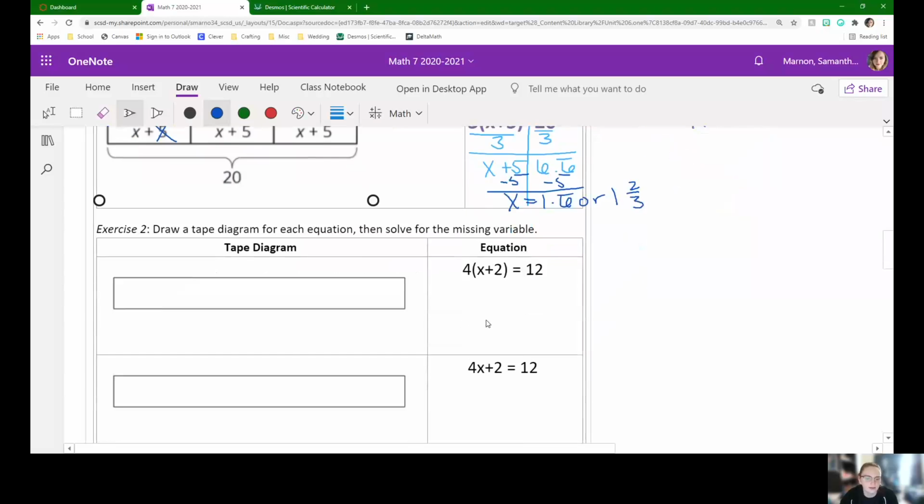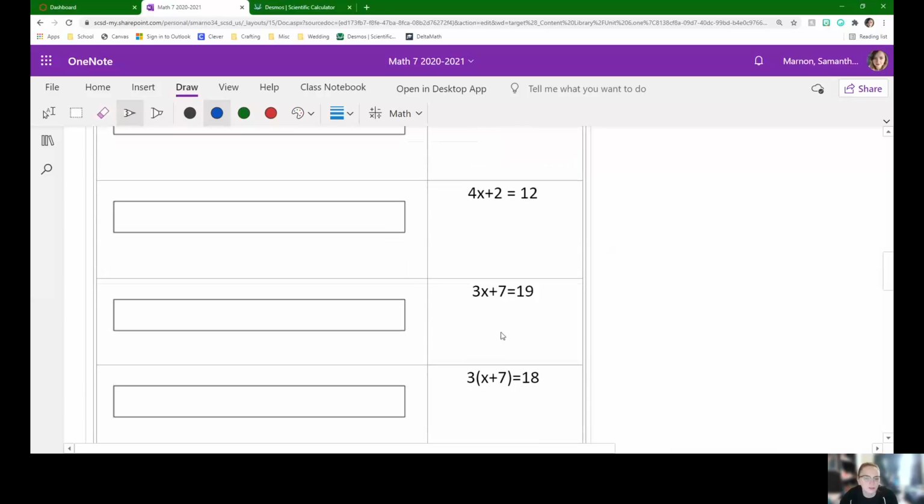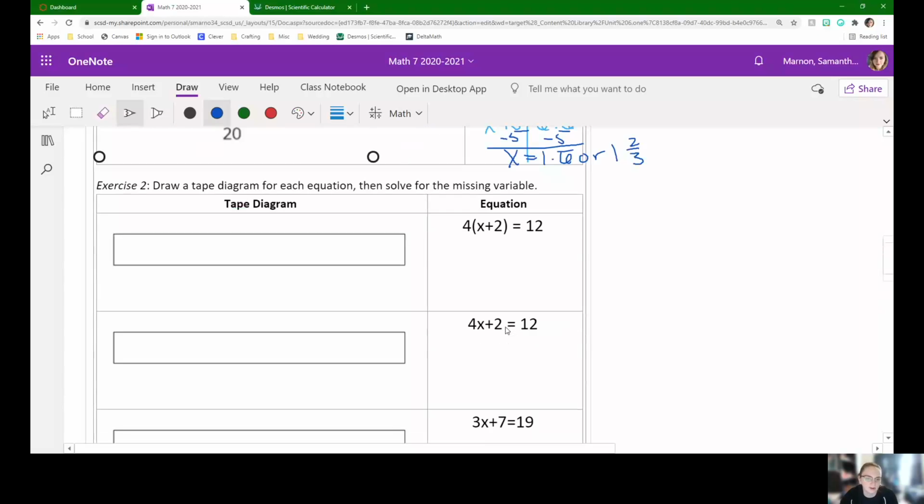So now for exercise 2, you have the equations, you need to draw the tape diagrams. So try this first one on your own. We have 4x plus 2 equals 12. So pause the video and see if you can draw this diagram on your own. Okay, so if I was going to draw this diagram, I see that I need 4 groupings of x plus 2. So I'm going to do my best to split these up into equal parts, because I want them all to be the same, and I want them to all be x plus 2.